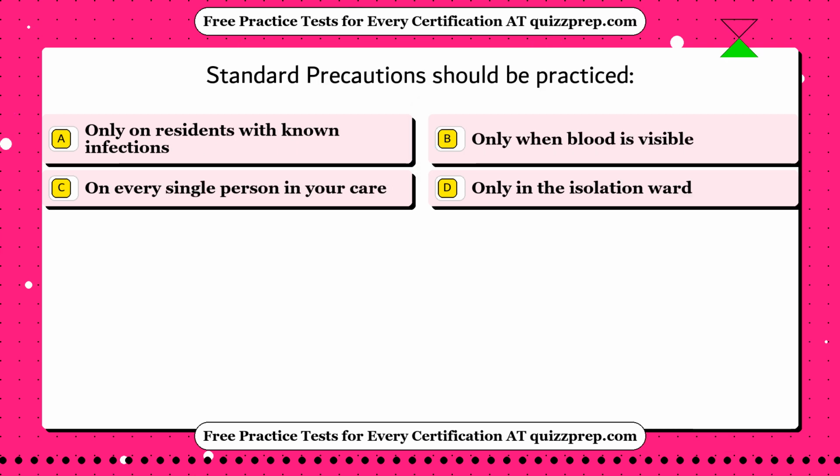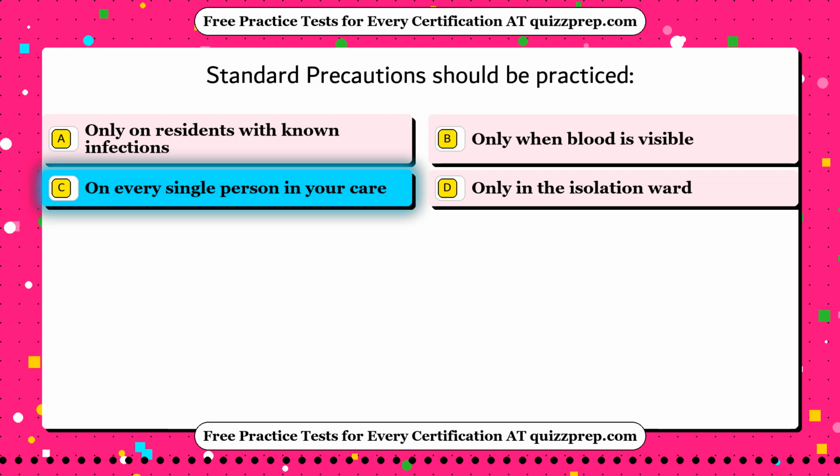Question 49. Standard precautions should be practiced: Option A, only on residents with known infections. Option B, only when blood is visible. Option C, on every single person in your care. Option D, only in the isolation ward.